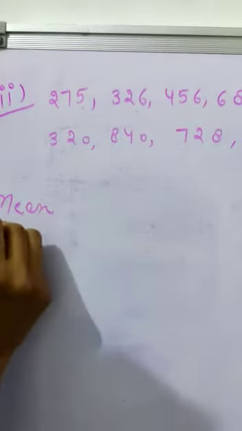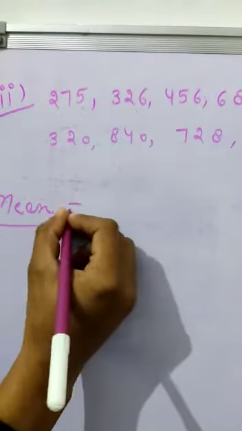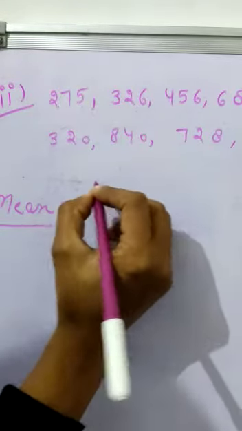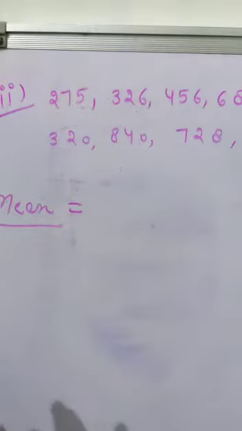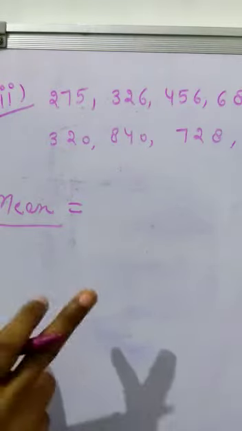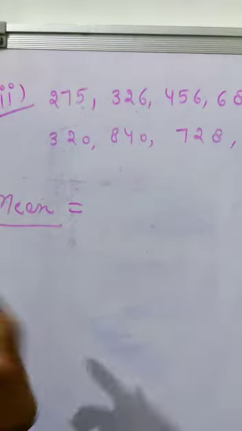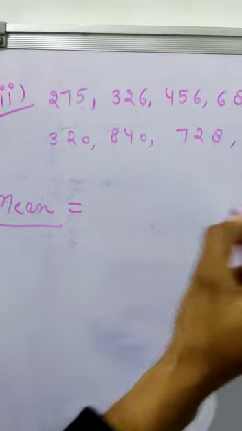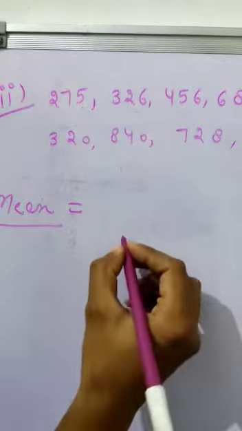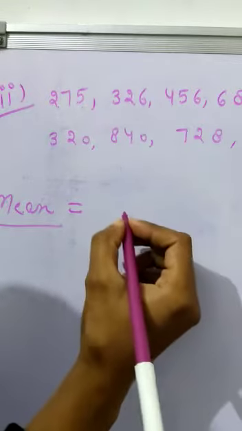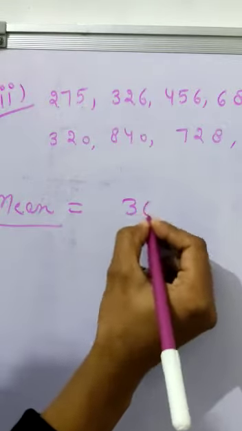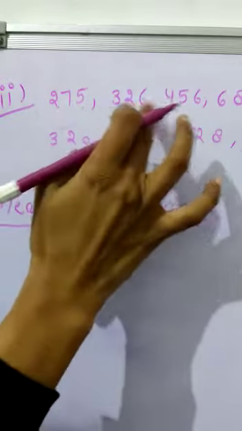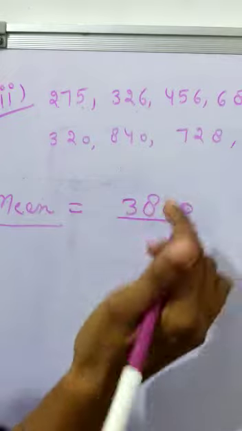In every question the same formula will be used. You have to add all the numbers and divide it by the number of observations. So you will write the formula also. What is the formula? Sum of all observations upon number of observations. So what is the sum of all observations? 3800. And what is the number? 1, 2, 3, 4, 5, 6, 7, 8.